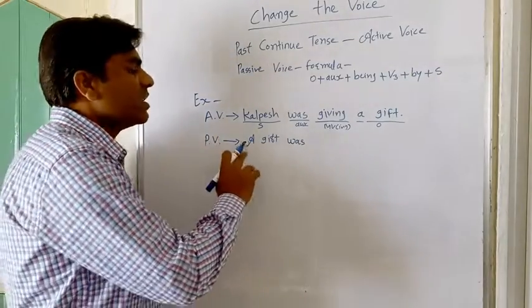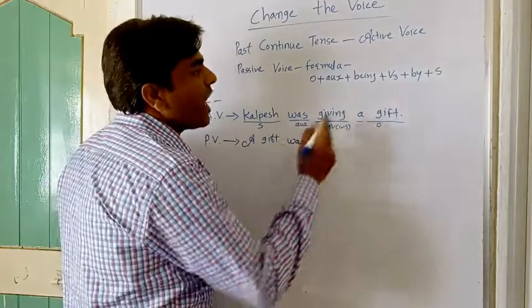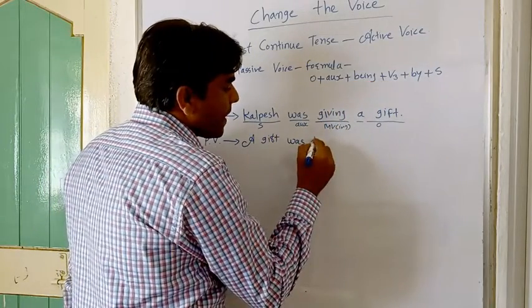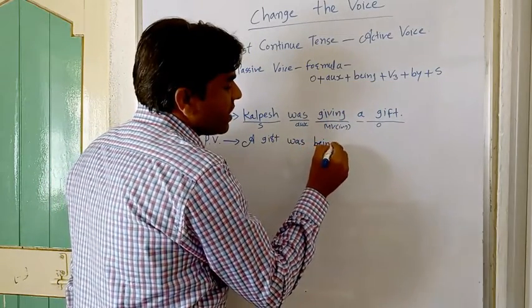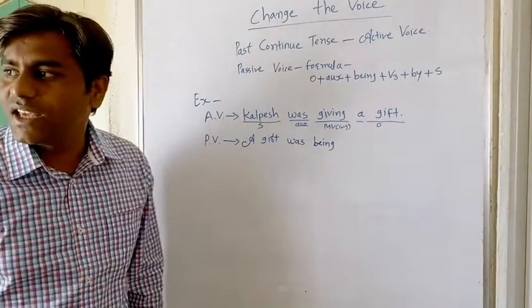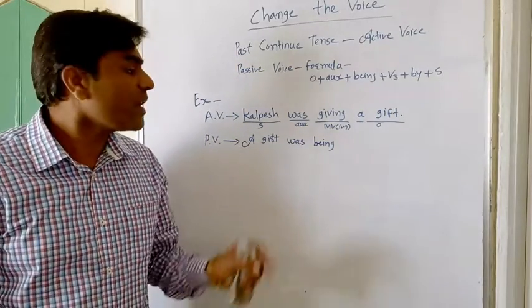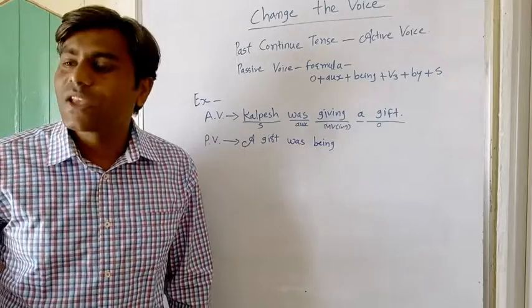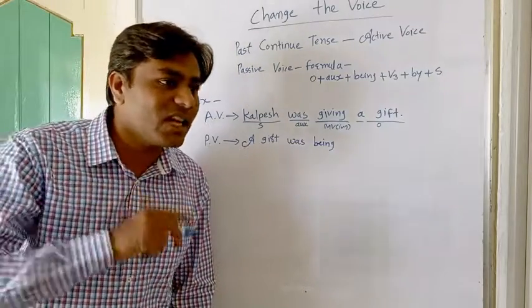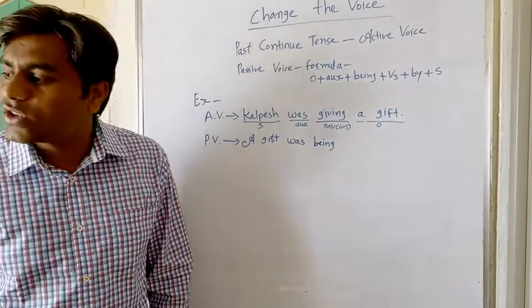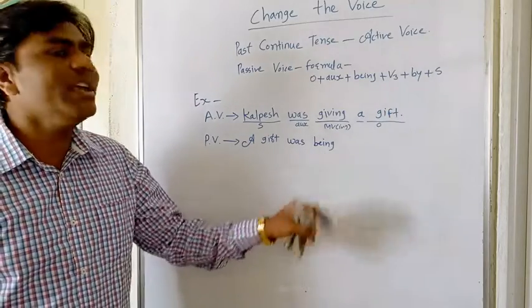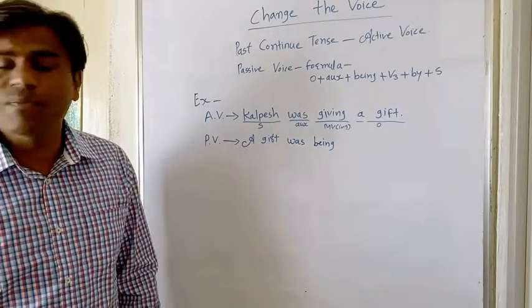From the past tense, a gift was, then we have to use this being. Being, it is the continued form. Being, this is showing the continued form. Being, this is the first form. Being, this is the second and third form. Being, this is the fourth form of being. Okay, so being is the fourth form of being.